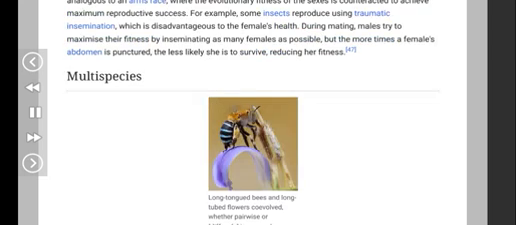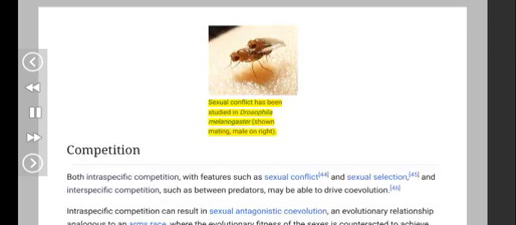Sexual conflict has been studied in Drosophila melanogaster, shown mating, male on right. Competition. Both intraspecific competition, with features such as sexual conflict and sexual selection, and interspecific competition, such as between predators, may be able to drive coevolution.